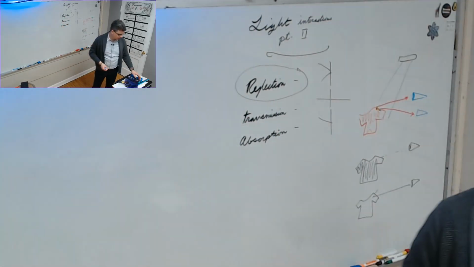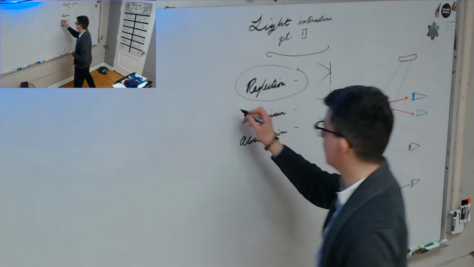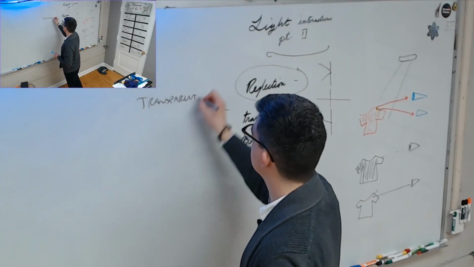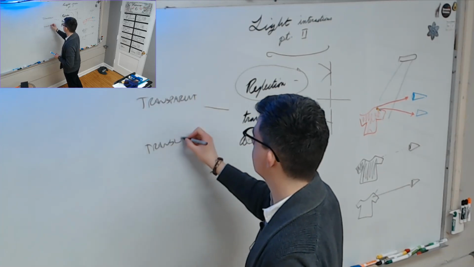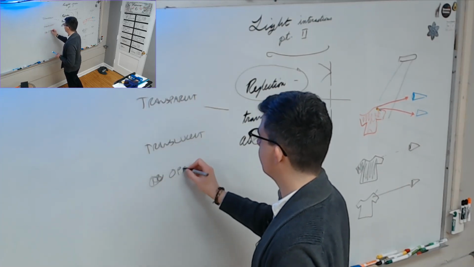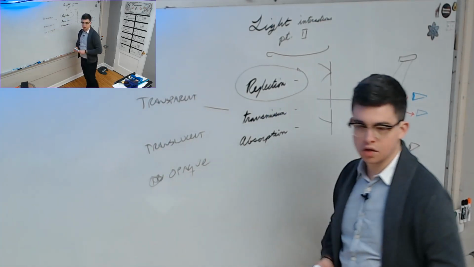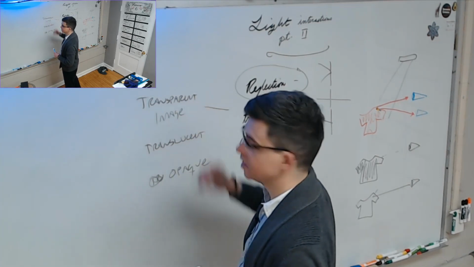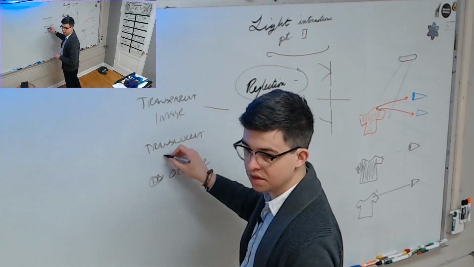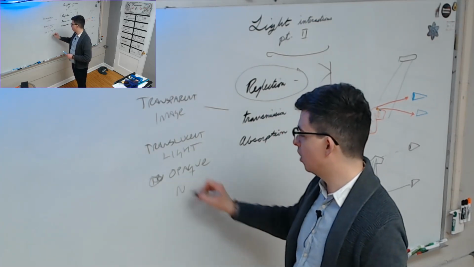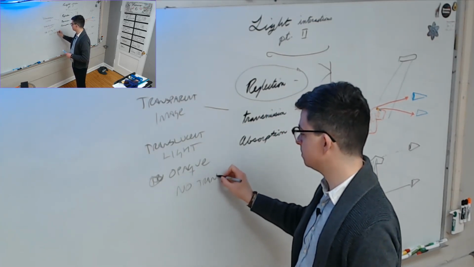There are different kinds of transmission. We talk in transmission about transparent, translucent, and opaque. You tricked me, Garrett. Transparent means an image can be seen. It transmits an image. Translucent means only the light can be detected but no image, and opaque means no transmission.